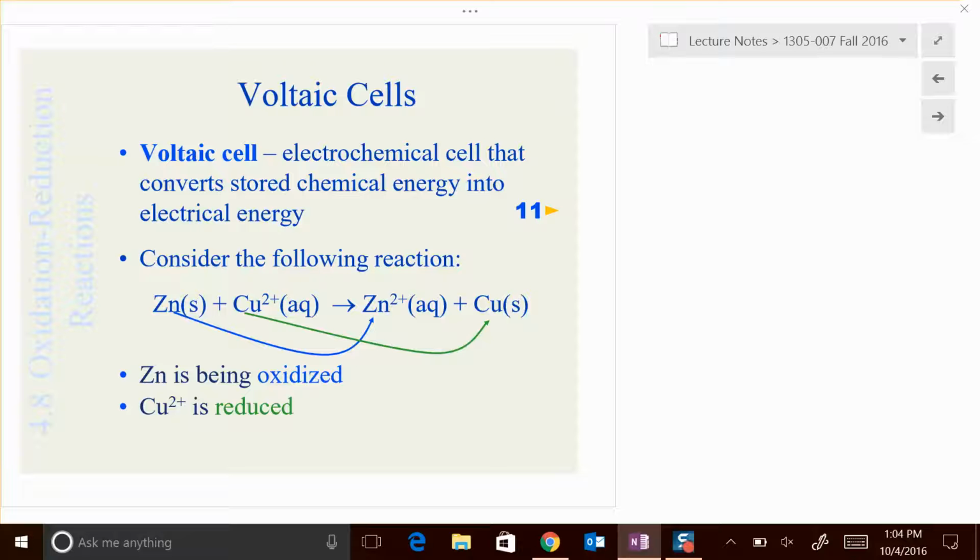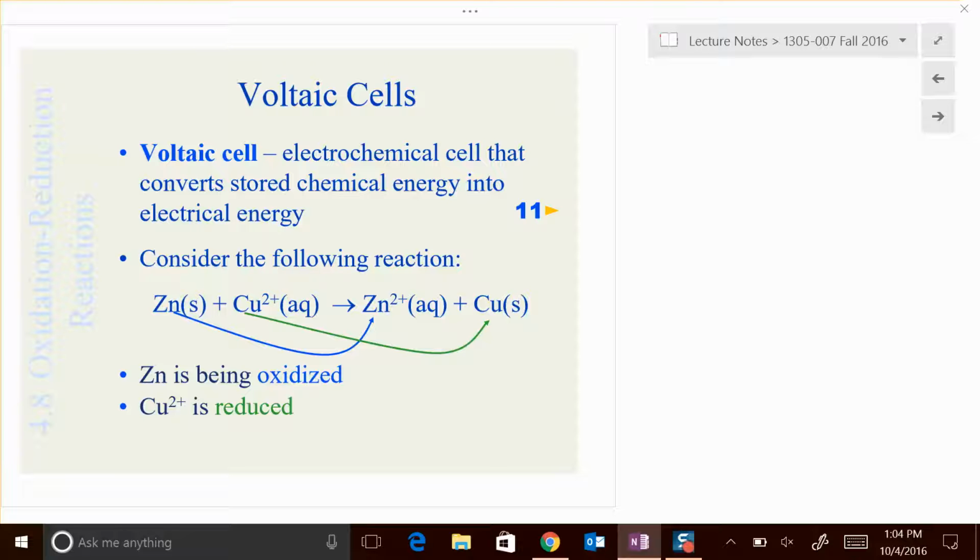So zinc, in the presence of copper 2 plus, okay? So here, you see what zinc's doing? It is losing electrons. That means it's becoming oxidized. So zinc is becoming oxidized. Well, what caused it to become oxidized? Copper did. So that means copper is going to gain those electrons and become copper without electrons because it was copper 2 plus before.